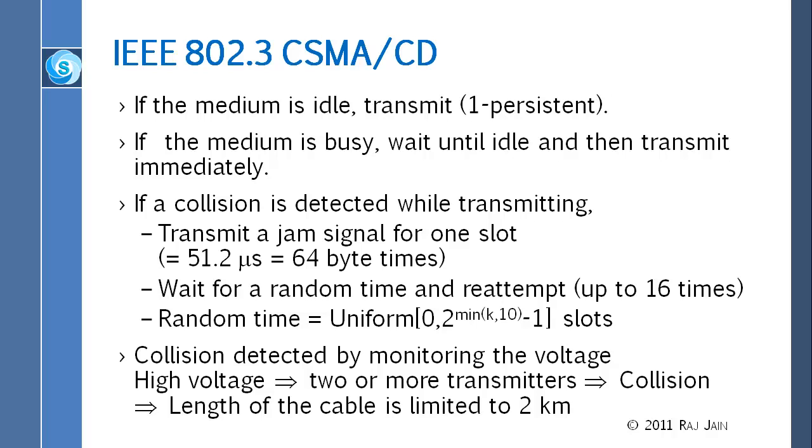So there are many other possibilities that were tried and simulated, including complete binary backoff, or non-binary backoff, and this was the one that was selected, truncated binary backoff. Collision is detected by monitoring the high voltage from two or more transmitters, and so forth. Now, the length of the cable is limited to 2 kilometers.